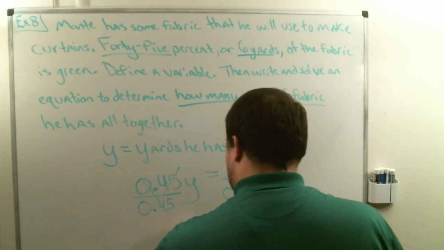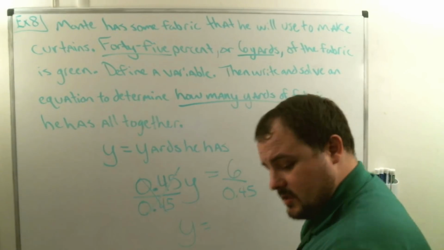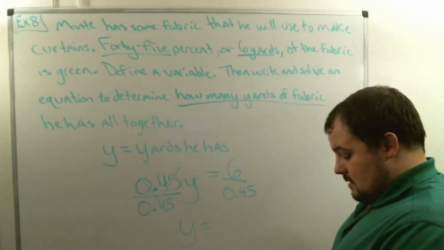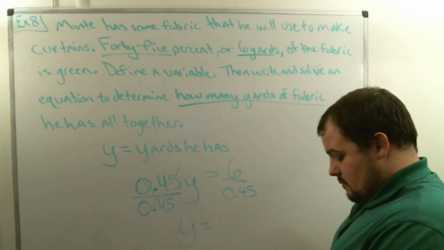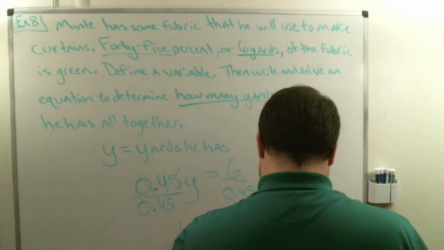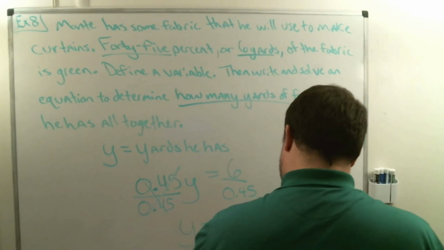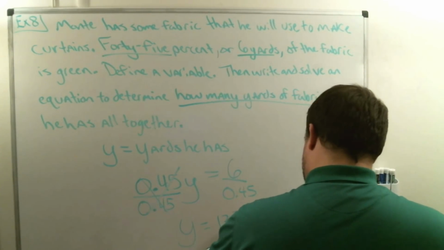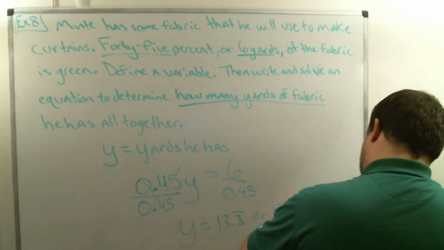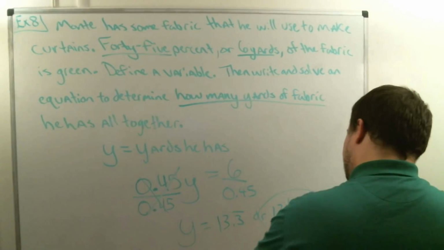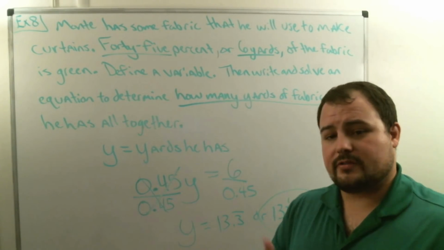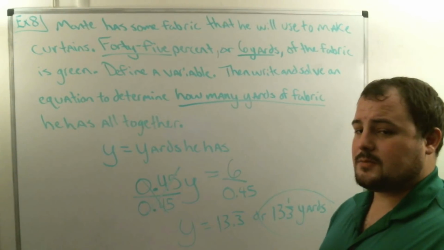This cancels out, and we get Y equals, and I'm going to use a calculator, 6 divided by 0.45, that equals 13.3 repeating, which I know is 13 1/3 yards. So I know that Monte has 13 1/3 yards of fabric. That's my answer to this problem.